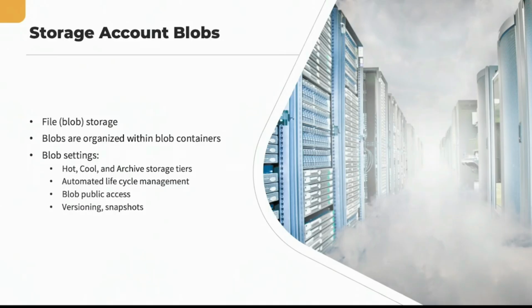You can revert to previous versions if it was mistakenly overwritten. Versioning is automated, whereas you can manually take a snapshot to accomplish the same type of thing. You can enable soft delete so that even if you delete a blob, it's still available for a period of time before it gets permanently purged from the storage account.